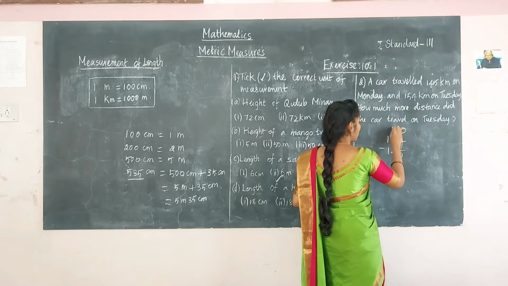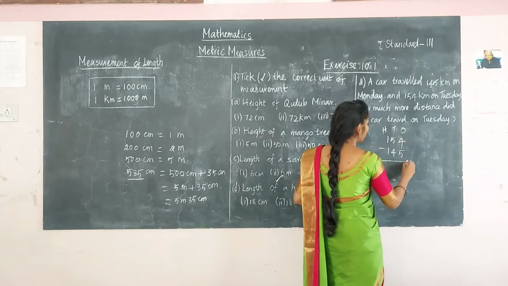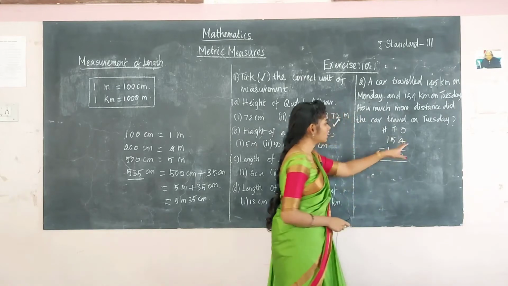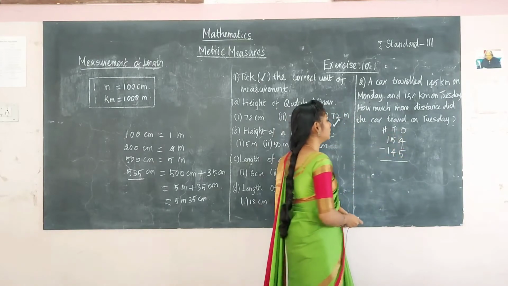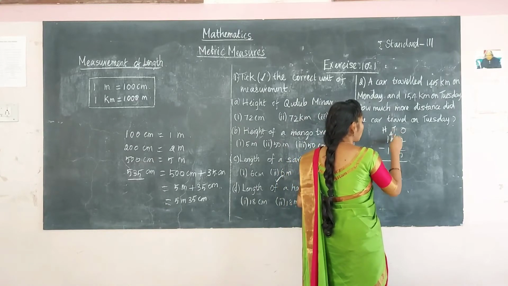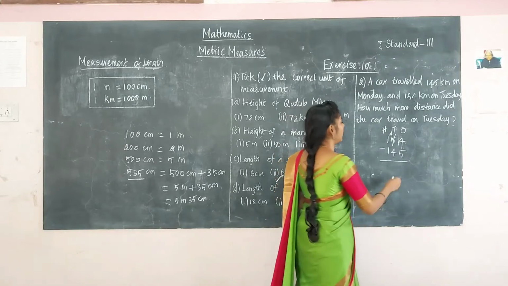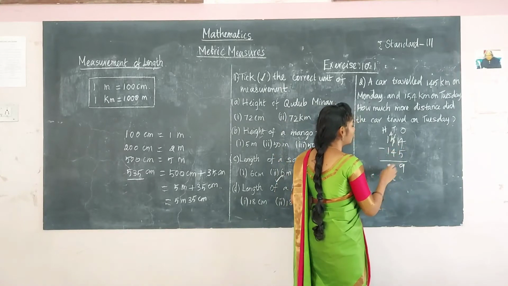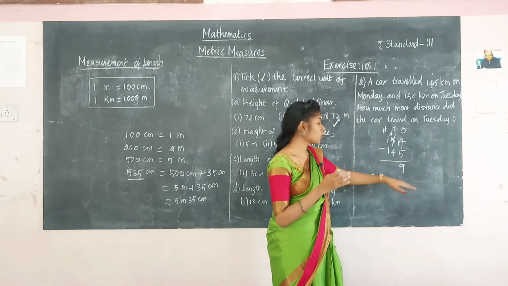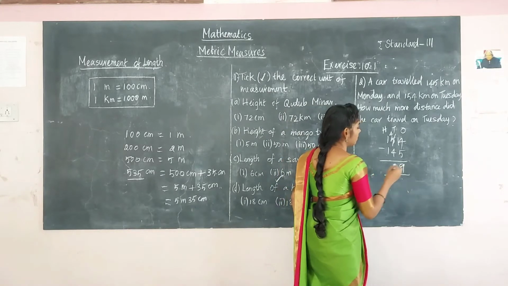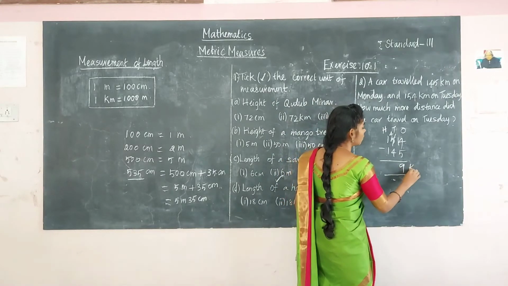First give the places ones, tens and hundreds, and easily you can find the answer. So here, which is the lesser number, you have to borrow from the tens place, that is 4, and you will get 14. 14 minus 5 is 9, and here 0, 0. Now you should not start any number with 0, so you can finish like this. So the answer is 9 kilometer.